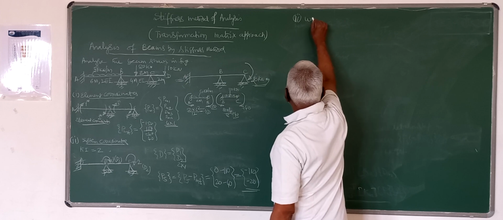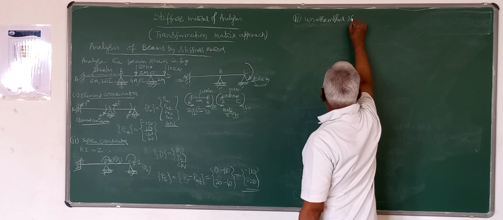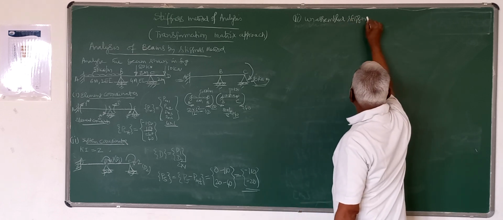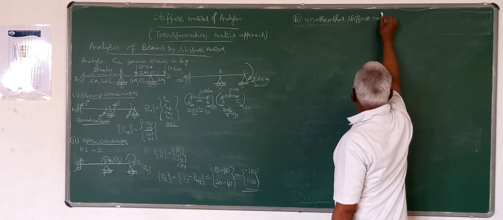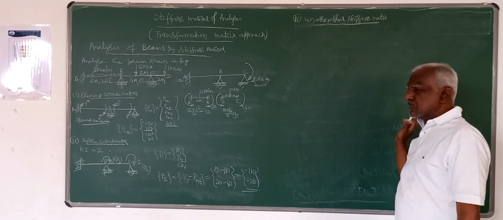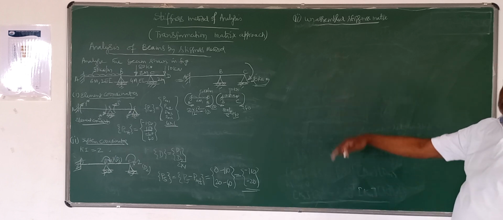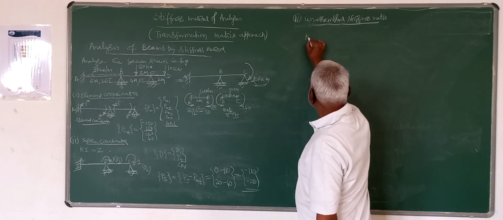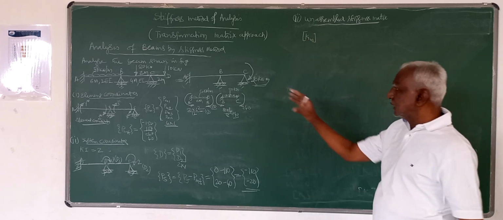third step is the unassembled stiffness matrix, similar to the unassembled flexibility matrix. So here you have to determine what is known as the unassembled stiffness matrix. That is the third step. I told you the same seven steps, whatever I have defined in the flexibility method of analysis, you have to do here also. So already I have defined the stiffness matrix of each element.